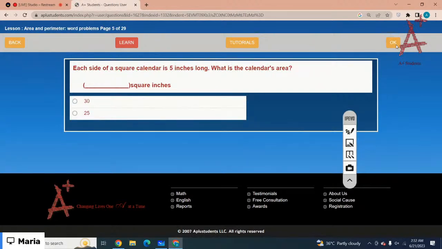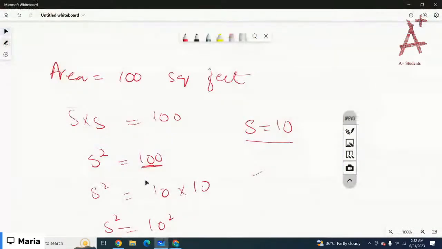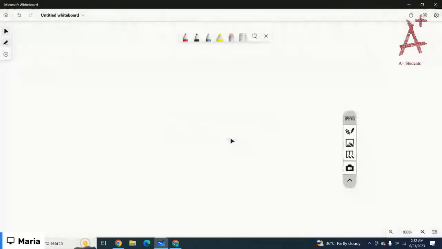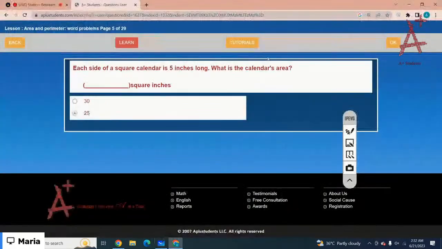Each side of a square calendar is 5 inches long. What is the calendar's area? So you have a square calendar. The length of each side of the calendar is 5. You have to calculate the area. So the area of the square is side times side, that is 5 times 5, and that equals 25. Got it? So the correct option is 25.